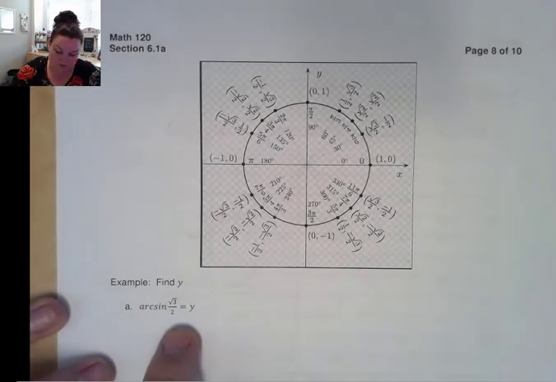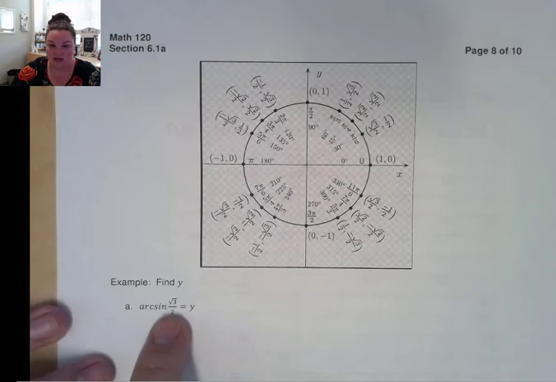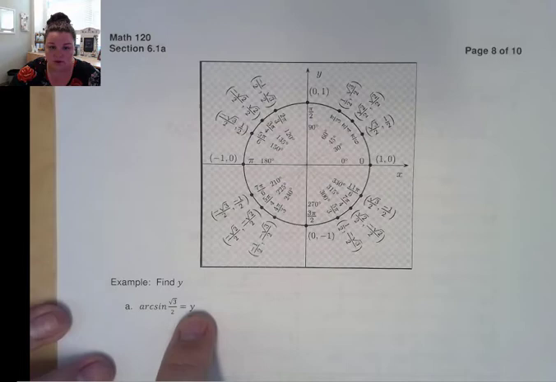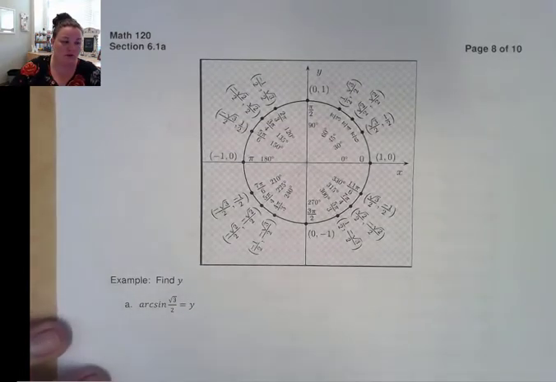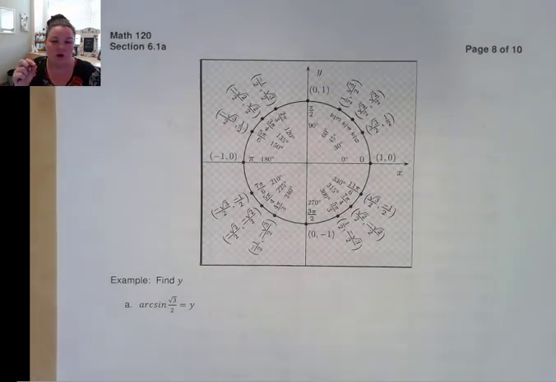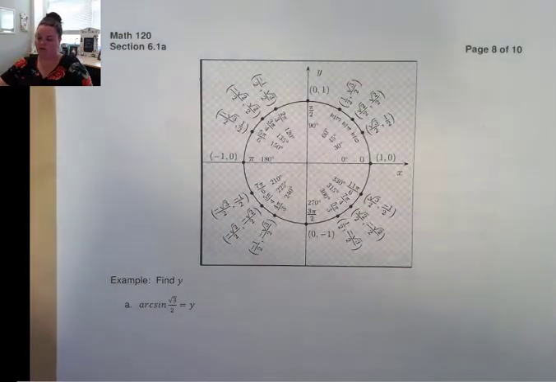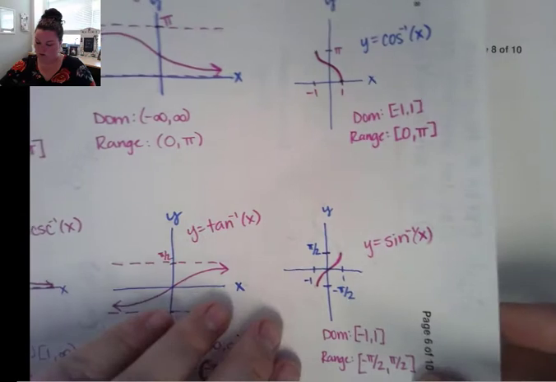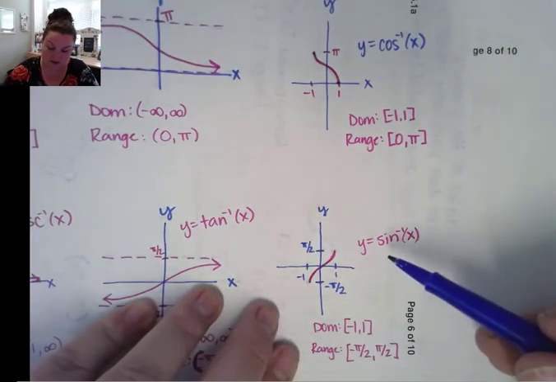okay, we want to find y, okay? So this one is talking about arc sine. So the arc sine of this x value, right? We're looking for the corresponding y. So first what we want to do is we want to make sure, if we know we're looking for the sine value, right? The arc sine, let's look back at our picture here for our sine inverse. Okay, so this is also our arc sine.